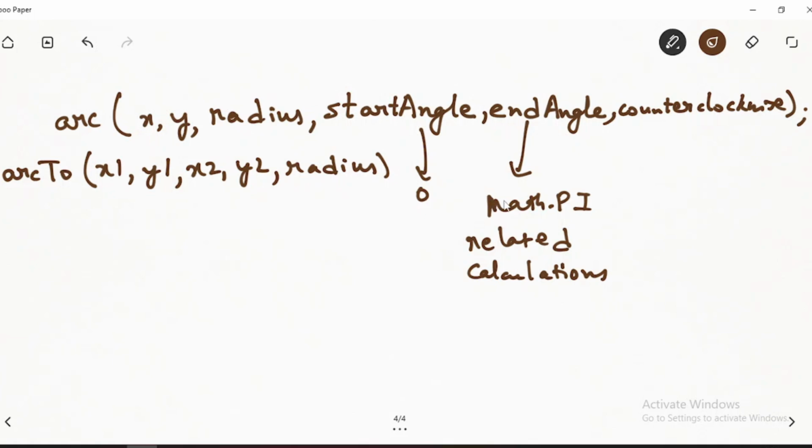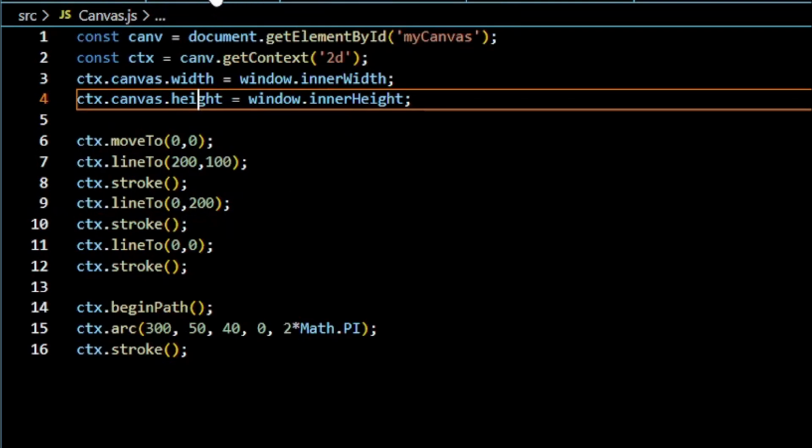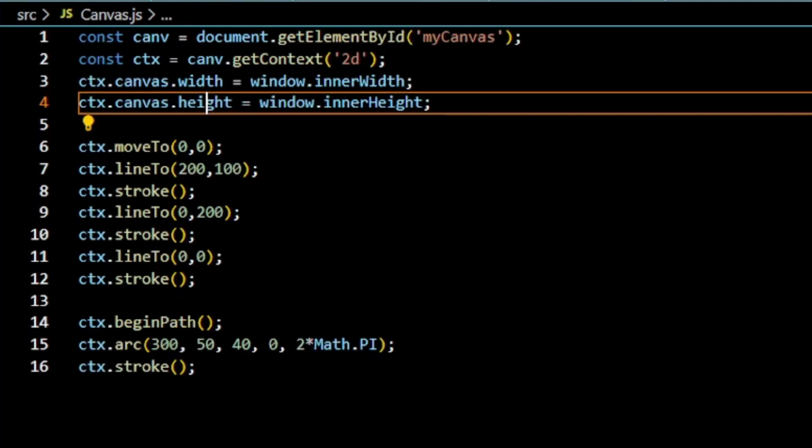So we are going to create a finger painting program with JavaScript canvas. Okay, so we have got a canvas element in our HTML file and the reference to our JS file. The ID of our canvas element is myCanvas. Now let's move on to our JS file. Here we have created a canvas reference which obtains the canvas from the HTML document.